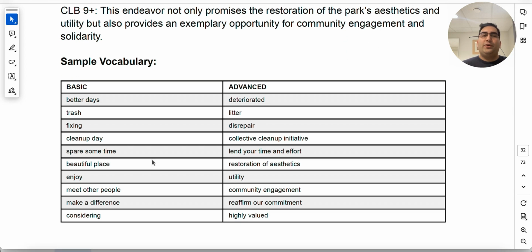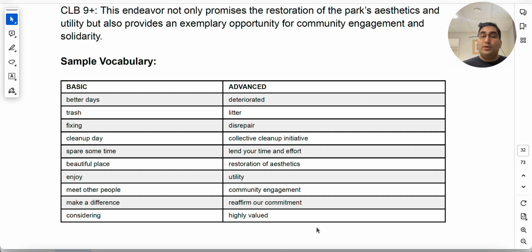Breaking down the vocabulary further, instead of better days, when the sample said the park has seen better days, you can say the park's condition has deteriorated. Trash is a common word. Litter is advanced. Fixing, instead of that, use disrepair. Instead of cleanup day, you can say collective cleanup initiative. First of all, initiative is an advanced word, and collective is an adjective. So the more descriptions you have with adjectives and adverbs, you get more marks with that. Spare some time, as I said, is not bad, but lend your time and effort is more descriptive. The more descriptive you are, you get a chance to use more adjectives and adverbs. The more of those that you use, you add more marks to your range of vocab.